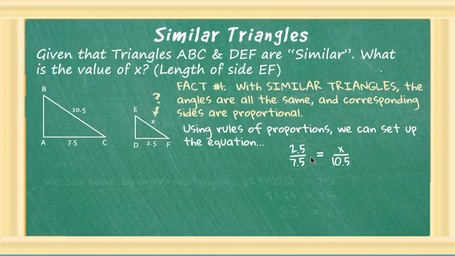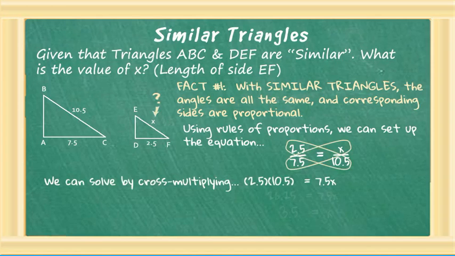So with our proportion set up now, it's just a matter of solving. We know how to do this from previous examples. So I cross multiply. 2.5 times 10.5 is 77.5 times x. And now it's just a matter of doing the algebra. And I get x equals 3.5. So I can put that up here.